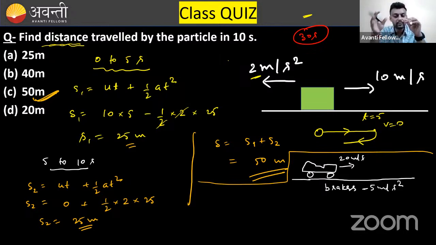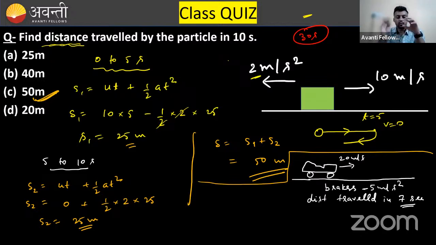Now the question is asking you to find the distance traveled by the car, not before stopping, they are not saying that. They are asking you the distance traveled by the car in 7 seconds or in 8 seconds. They are asking the distance traveled in, let's suppose, 7 seconds.